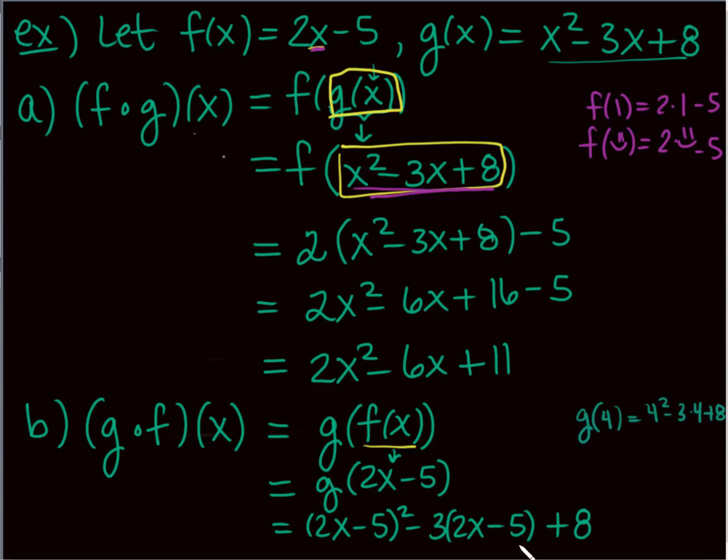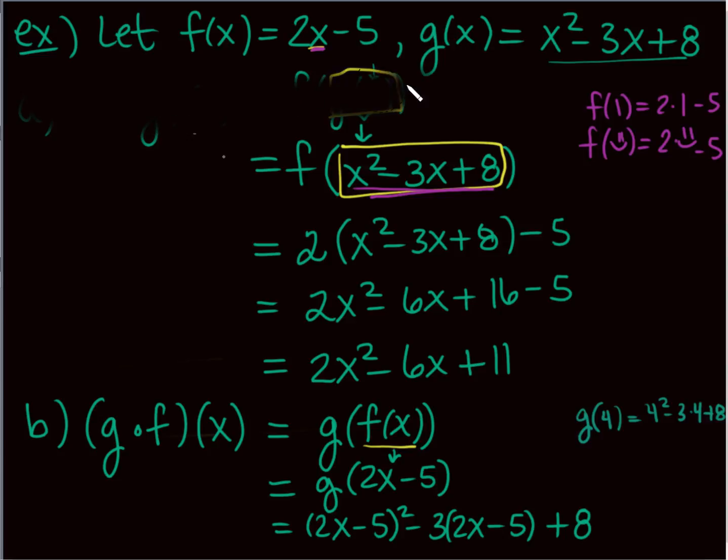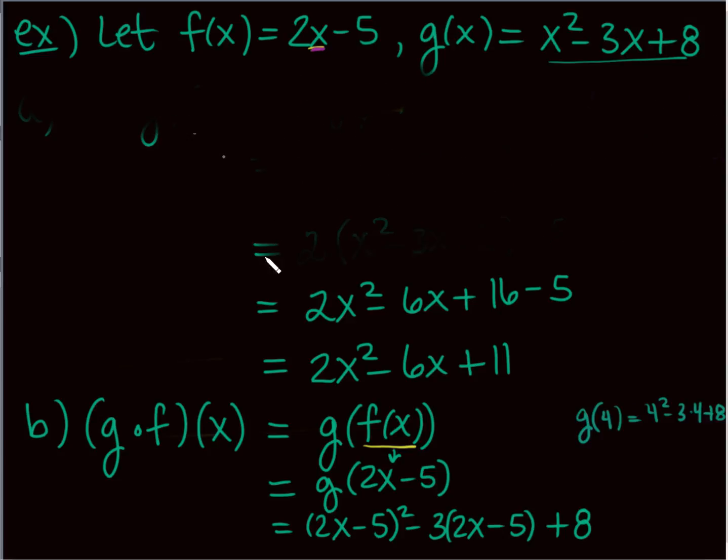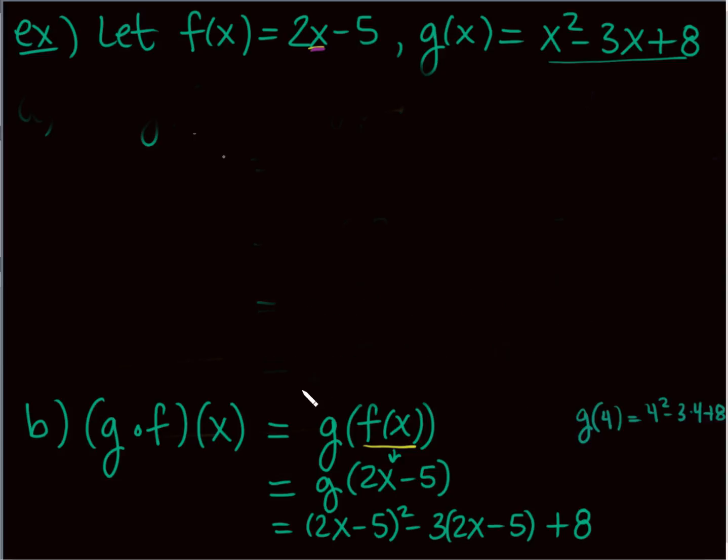And you would simplify this. I'm not going to spend the time in this lecture to simplify it, but you would FOIL this out. You would take the negative 3 through, and then combine like terms. I hope that makes sense. Let's do a couple more examples with these functions here. Leave that there in case you need it.